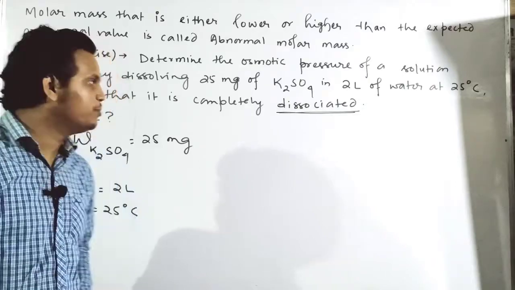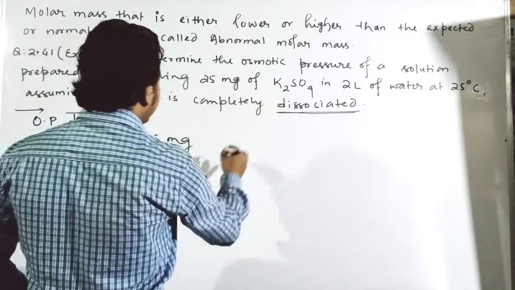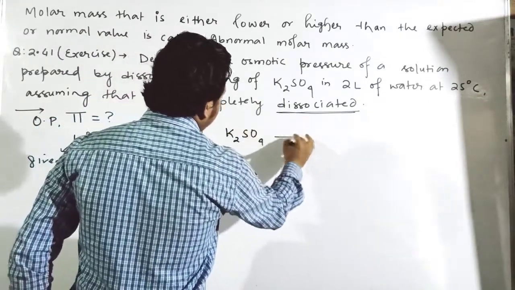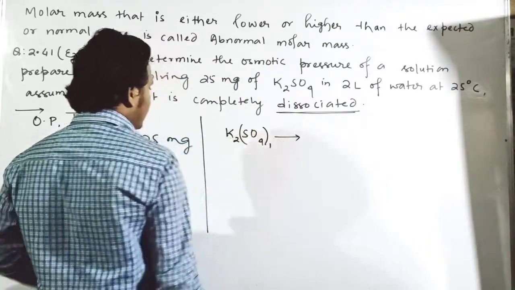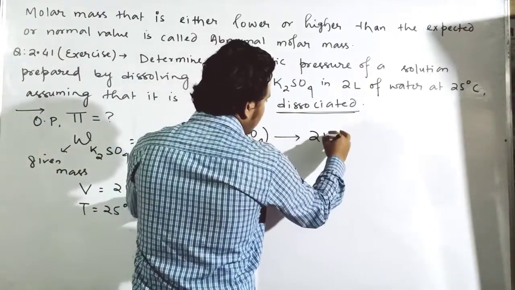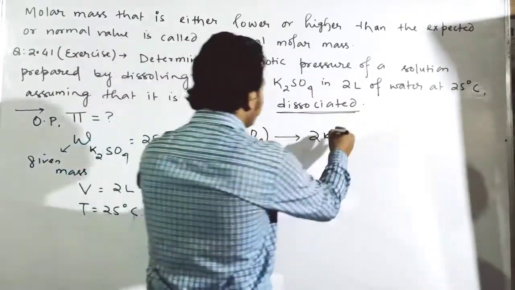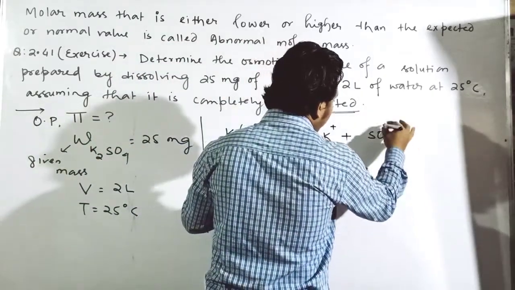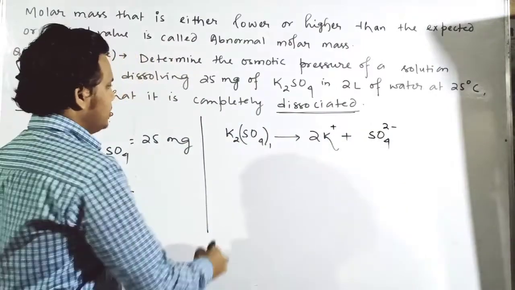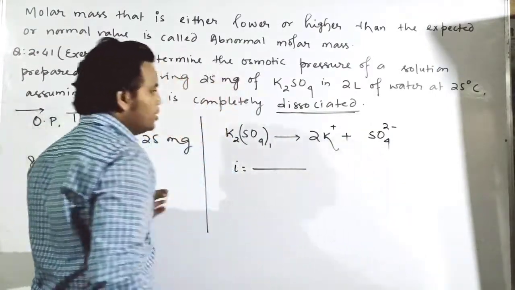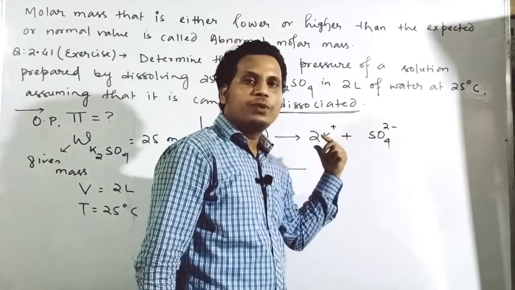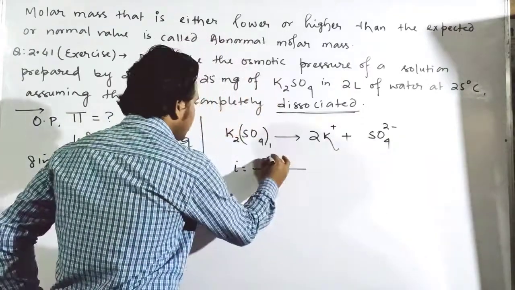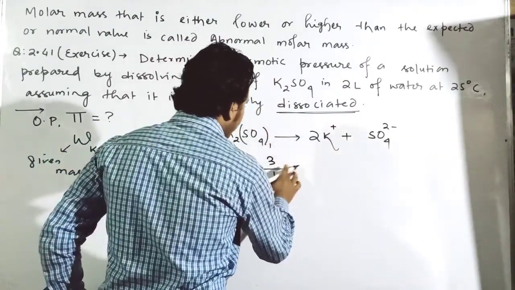In the formula it will be used. So what is given? K2SO4. For K2SO4, what will be the value of i if we break it? How many times K? 2 times, with a positive charge. SO4 how many times? 1 time, with a 2 negative charge. So the value of i will be how much? The number of moles of particles after dissociation by before. After is 2 plus 1, 3. Before is 1. So the value of i will be 3.